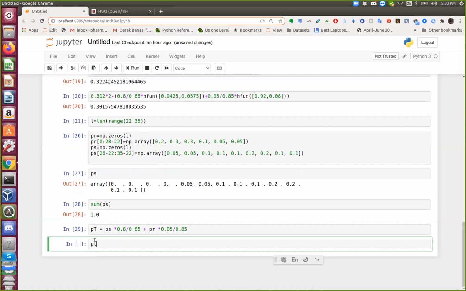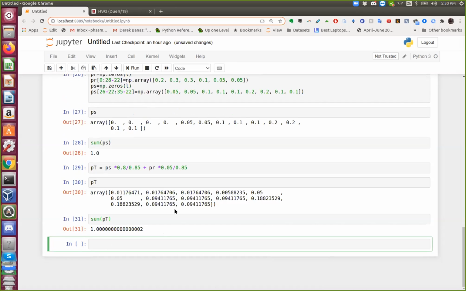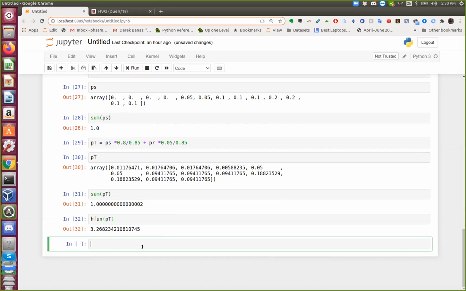Right, so my overall PT should be like that. I should shut down my Cantonese input. You can verify that PT should add up to 1, so it's very close to 1. Now my entropy, therefore, I think I have this function here. Just define that. Oh, did I? Yeah. Therefore, it will be like 3.27, something like that. So that's for the first question here.